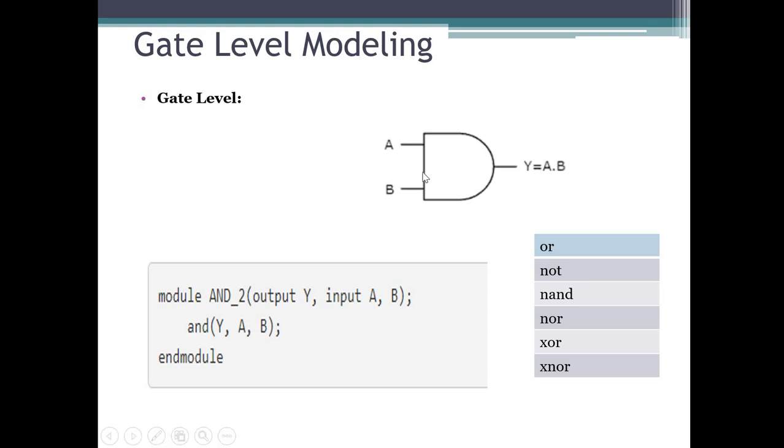We know this is the diagram for the AND gate, and when both inputs are 1, we get the output. So let's see how we declare modules. First we write the module keyword, and then we give the name of the module. Here I have given you one more example.